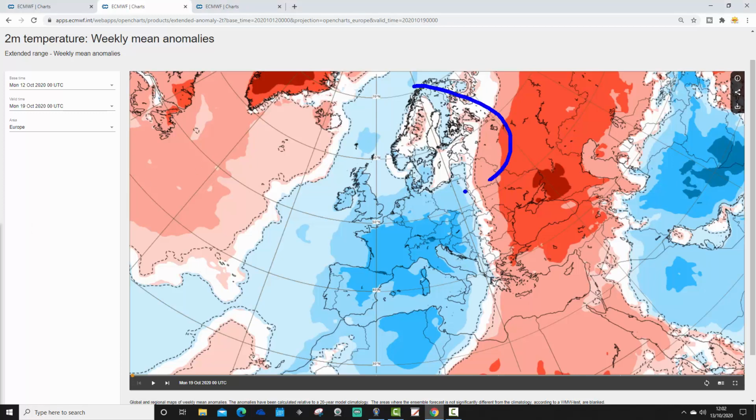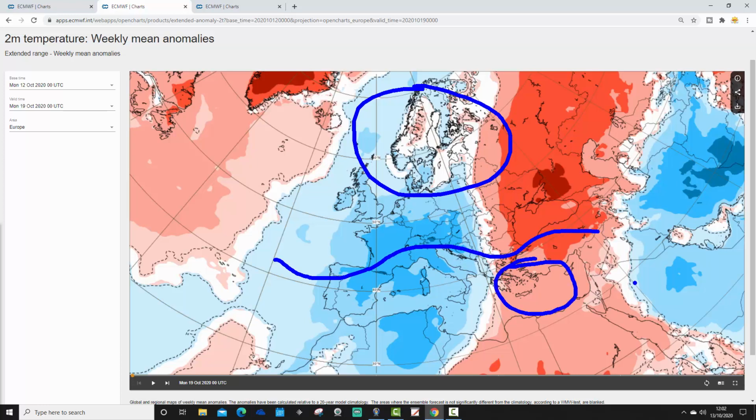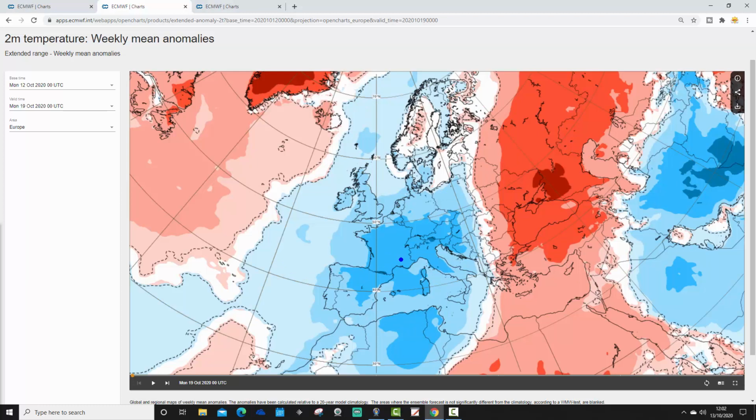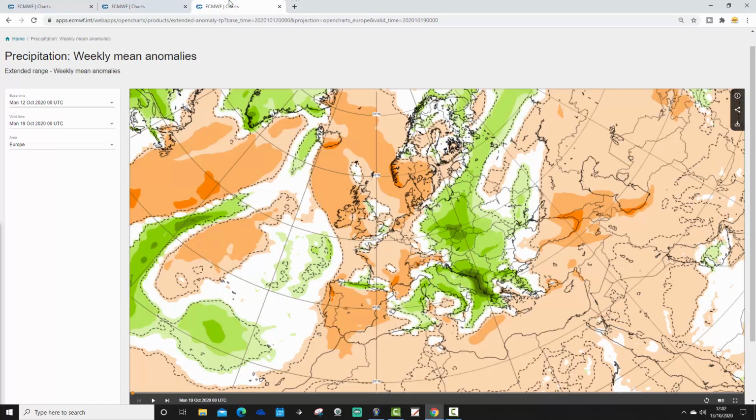Scandinavia has close to average temperature anomalies up there, so not as cool across Scandinavia. Through the Mediterranean, proper east-west split goes on, so around Greece and Turkey, it's going to be a warmer than average week coming up. Out to the west, though, is going to be cooler than average. Anywhere from like Italy and the Adriatic westwards through the central part of the Med into Spain and Portugal, coming out cooler than average through there.